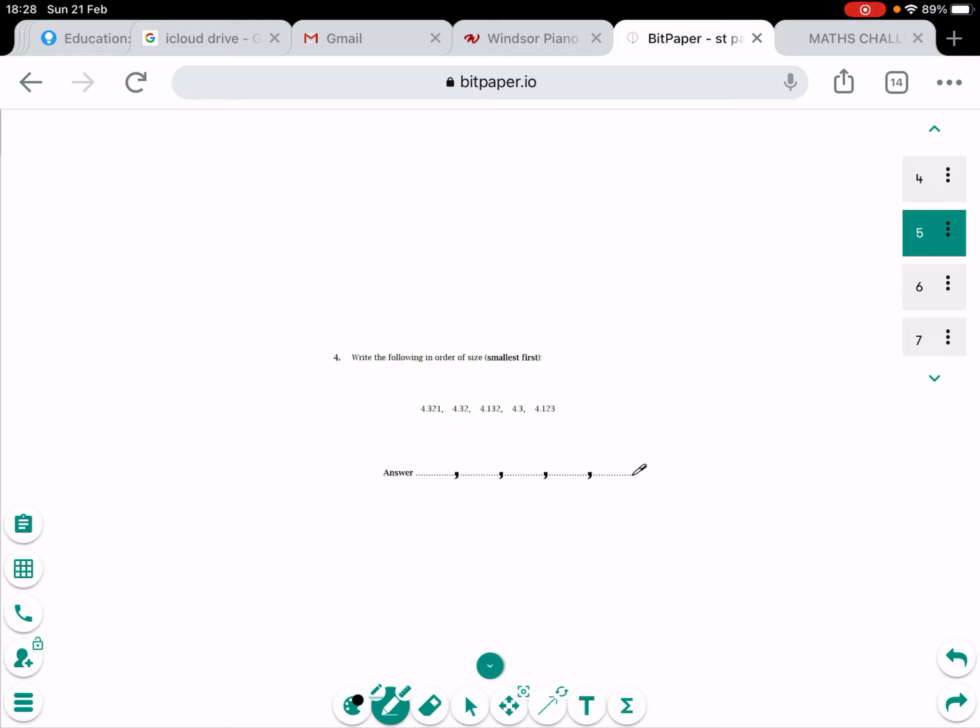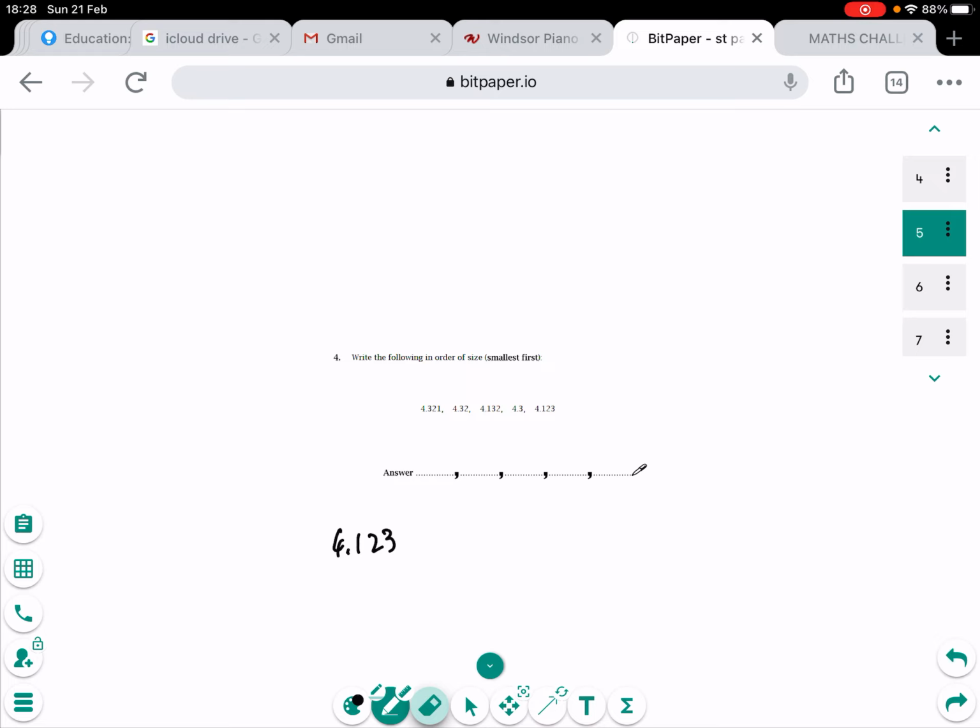For question 4, it says write the following in order of size, smallest first. So the smallest here is obviously 4.123. Let me just write it out, not on the question, but down here. 4.123, because that has 1 on that digit and 2 on that digit, so that's the smallest.